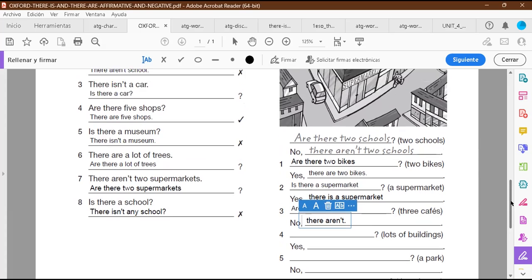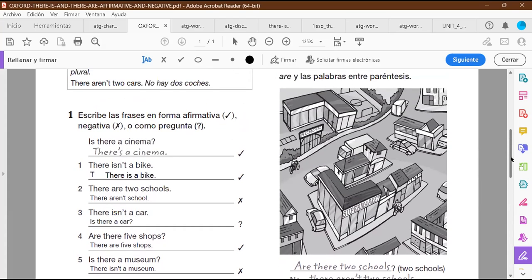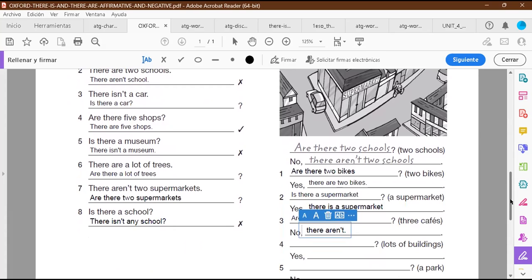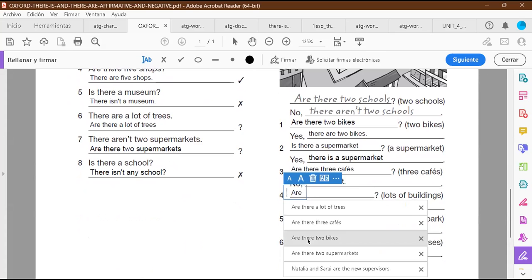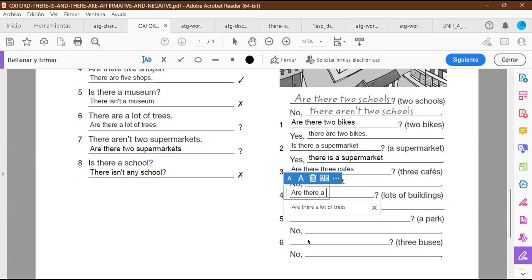Lots of buildings. Yes, right. Which is our question? How many? Okay, but the thing is that we have a yes, no answer. We already have a short answer there, which means it is a yes, no question. So, are there a lot of buildings? Okay, perfect. Yes.